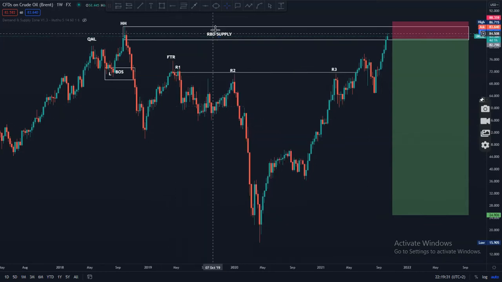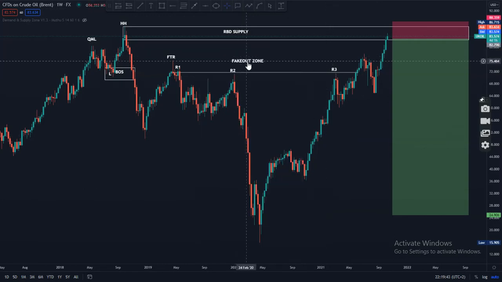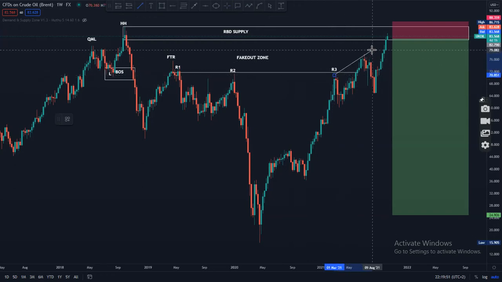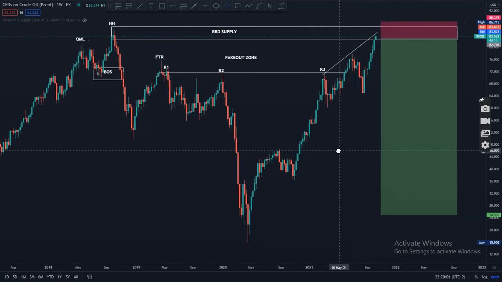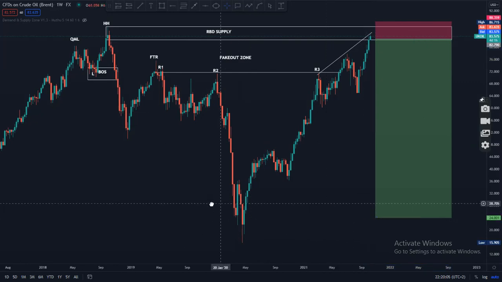That's a rally based supply zone, rally based drop supply zone, and this is our fake out zone. It's also called the liquidity zone. You can see that price is coming back to our level with a compression and a 3D pattern. A 3D representation: we have a touch here, a touch here, and a touch there. Remember, this is the weekly time frame, and you can already see price trying to react at that level.